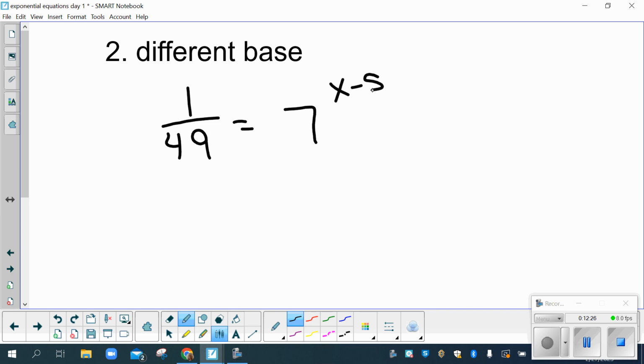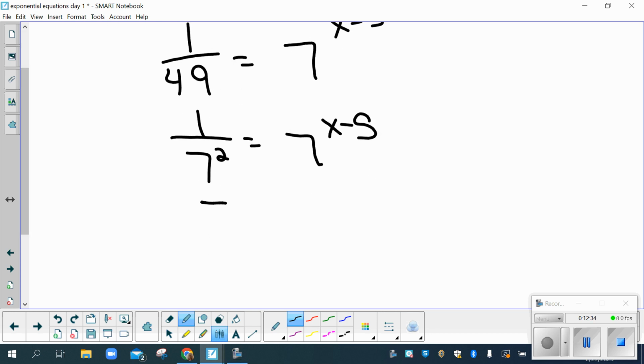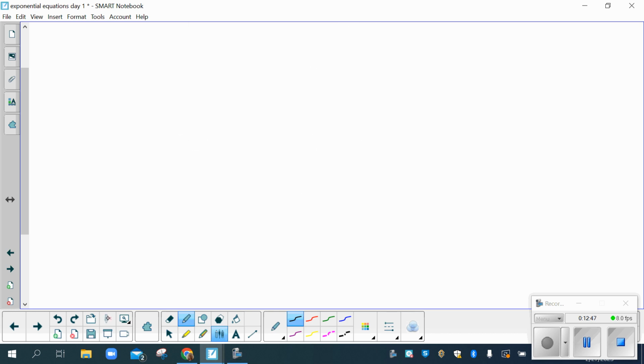So guess what I did? I went like this. 1 over 7 squared equals 7. I kind of like these problems. They're kind of like a little game, right? And it's like, oh, dude, get upstairs. 7 to the negative 2 equals 7 to the x minus 5. And then these guys go away. Super easy. Are we okay with that? I got one last one, and then I'm going to be quiet, and then you are on your own.